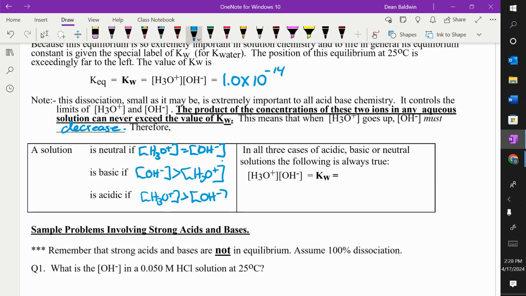In all of these cases, when you multiply the concentration of H3O plus times the concentration of OH minus, you always get 1.0 times 10 to the minus 14. So this number is constant, the Kw. Therefore, if we know one of these, we can calculate the other one. All the stuff we deal with is aqueous solutions. Non-aqueous solutions are a different thing, but we don't deal with that.